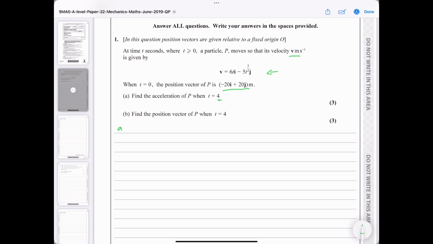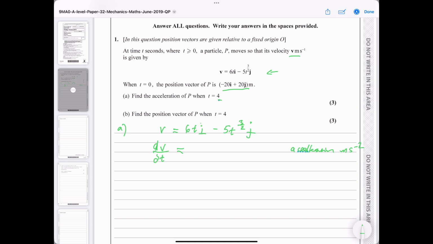Okay, so if I know that its velocity is this, then I can find out its acceleration by differentiating. So I can go dv over dt equals, and that will give us the acceleration, which is in meters per second to the minus 2.